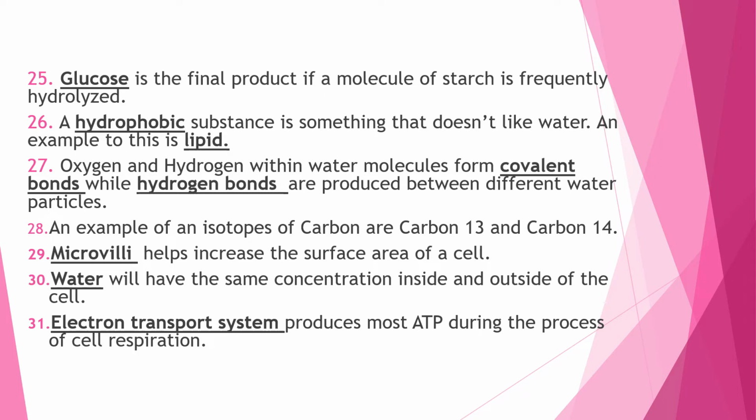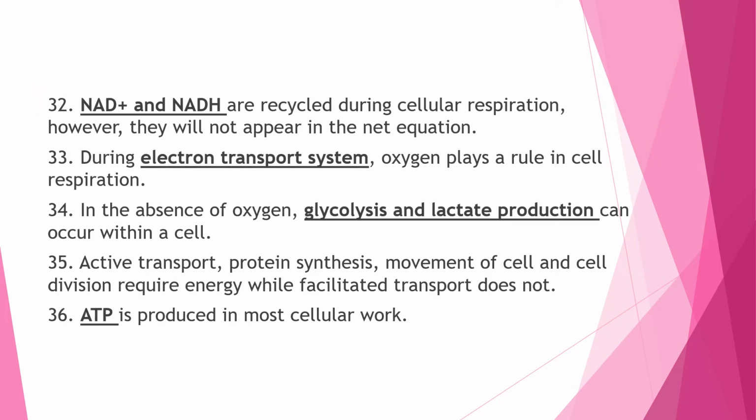Okay, next, number 31. Electron transport system produces most ATP during the process of cellular respiration. So if you encounter this term, cellular respiration, the answer would be electron transport system or ATP. So this sentence is good to know for your exam.